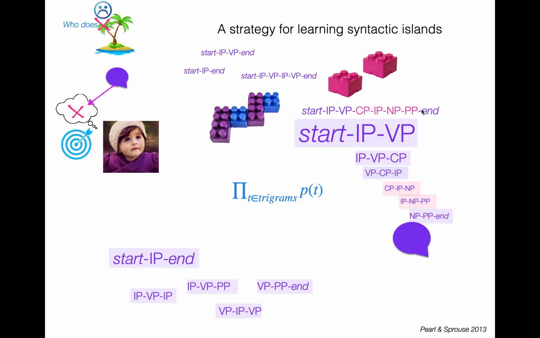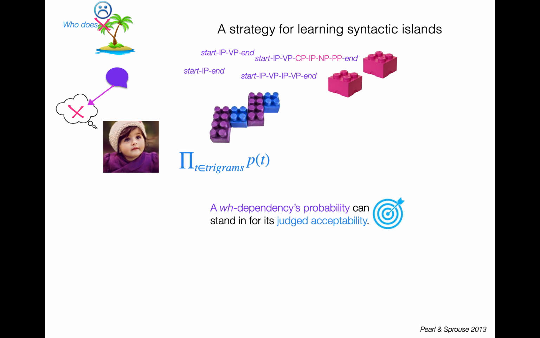And then we might have our island crossing dependency, right, which has some common building blocks and some less common building blocks, and then some of the building blocks that we just never saw, right? And you're just taking the product of these. Again, there are different ways actually of aggregating this to reconstruct a probability for the entire dependency. We just did the simplest thing, which was just the product of these probabilities. And so a WH dependency's probability, which is what you can construct from these building blocks, can then stand in for its judged acceptability, that target behavior.